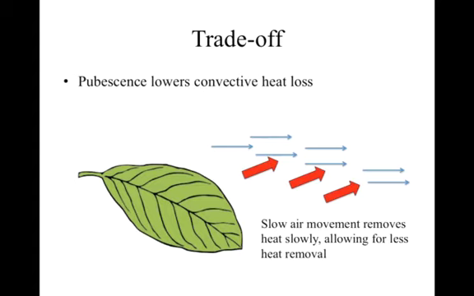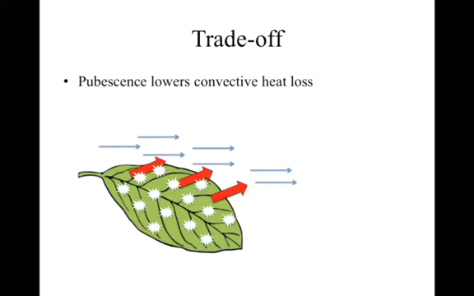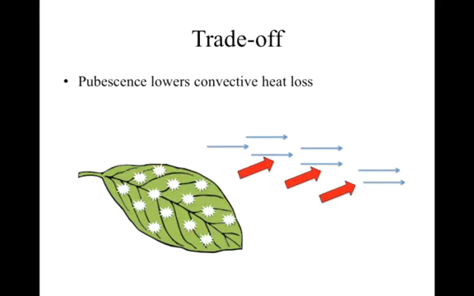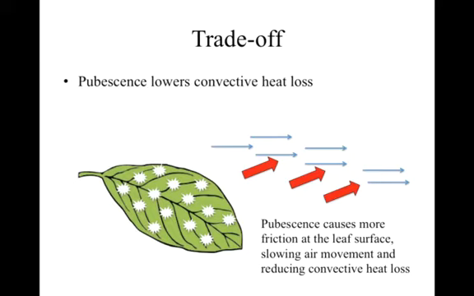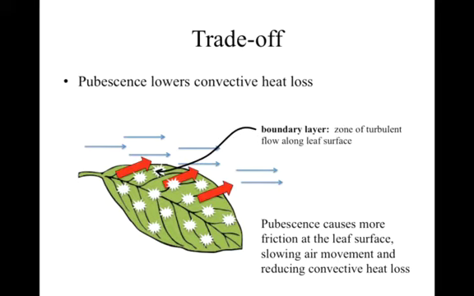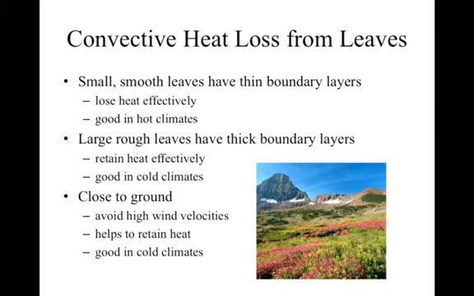Unfortunately, what does pubescence do? Well, pubescence slows the movement of air down. And so as a result, the slower moving air doesn't take as much heat away because it sort of builds up the heat and doesn't move it off as fast. Pubescence can actually cause friction at the leaf surface that slows the air movement, and that reduces convective heat loss. So even though it's good for changing the albedo in order to reflect the light, it's a bit of a trade-off because it can cause lower convective heat loss. The reason it does that is because it interferes with flow along the boundary layer, in what's known as a zone of turbulent flow along the leaf surface.